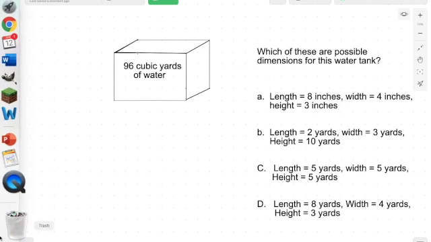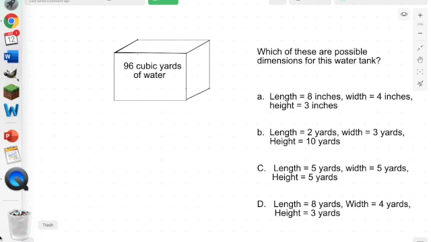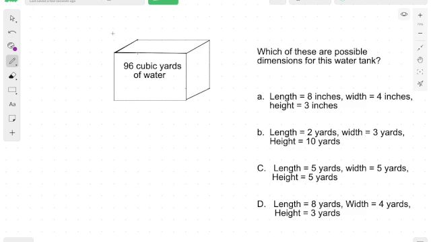And here's one last example I want to show you. This is what I call working backwards. In this case, they've actually told you that this tank is 96 cubic yards of water. And they're asking you which of these 4 possible sets of dimensions could possibly be correct for this tank. So we know if our formula for volume is length times width times height, then these 3 numbers, the length, the width, and the height, multiplied together, should equal 96 cubic yards.